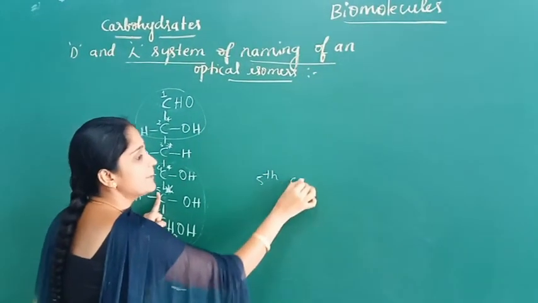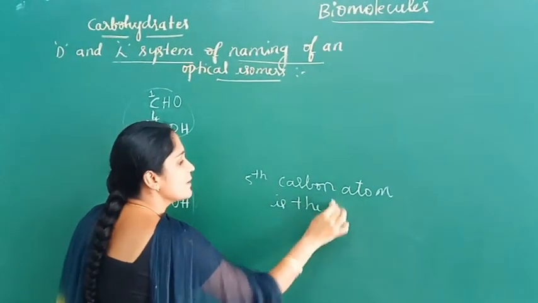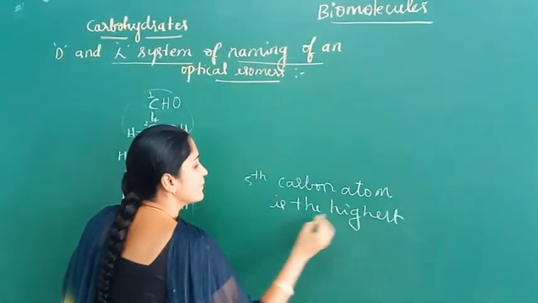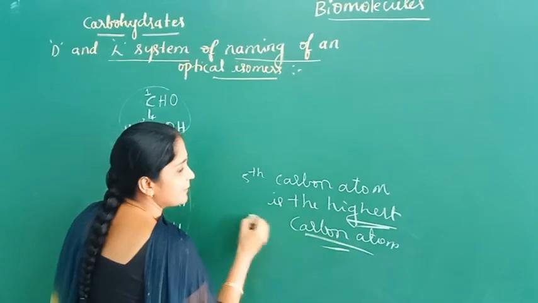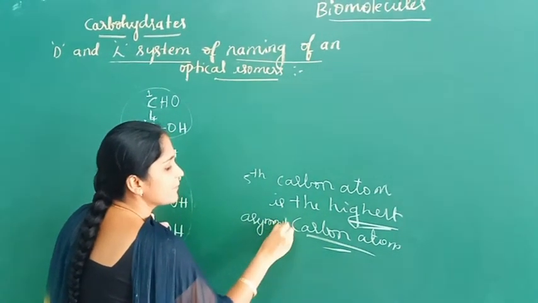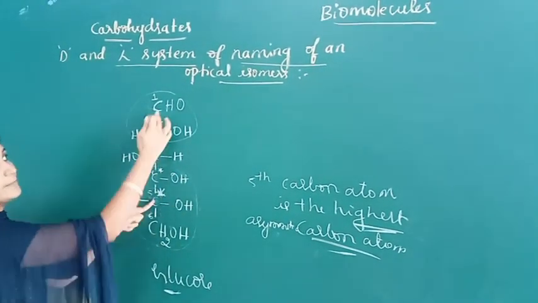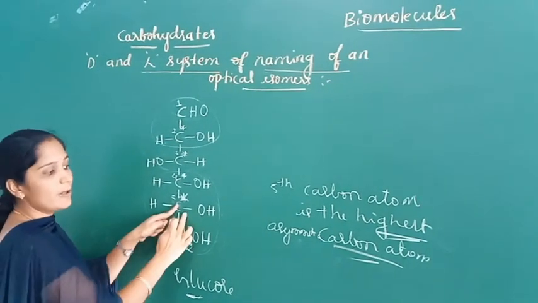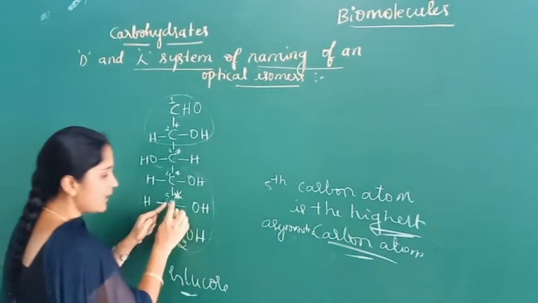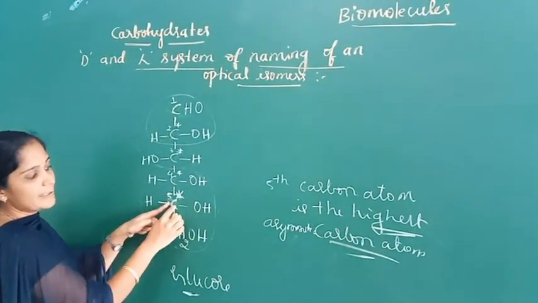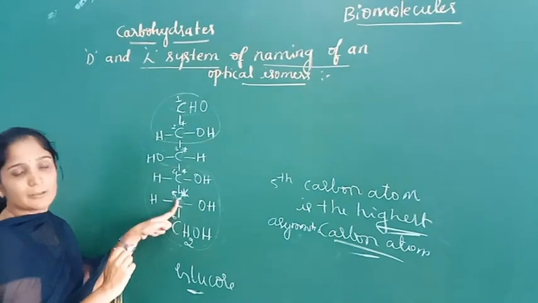The 5th carbon atom is the highest asymmetric carbon atom. Highest asymmetric carbon atom means the asymmetric carbon which is farthest from the aldehyde or ketonic functional group. This is the highest asymmetric carbon atom, the 5th carbon atom, which is farthest from the aldehyde and ketonic functional group.